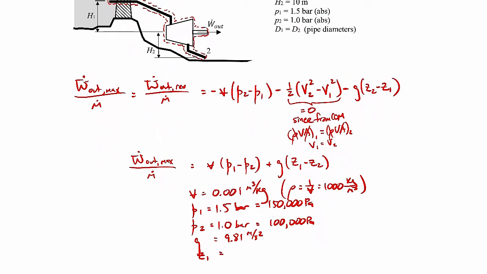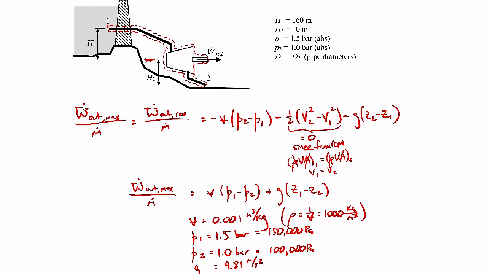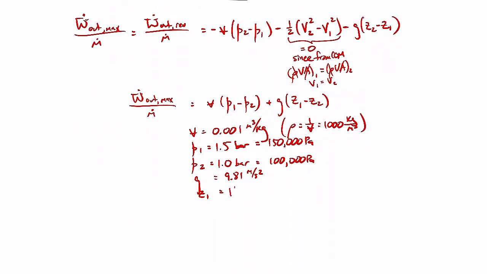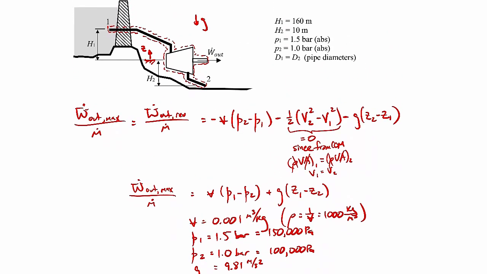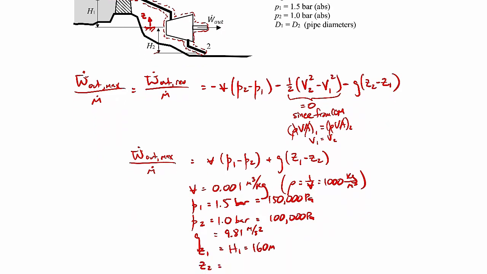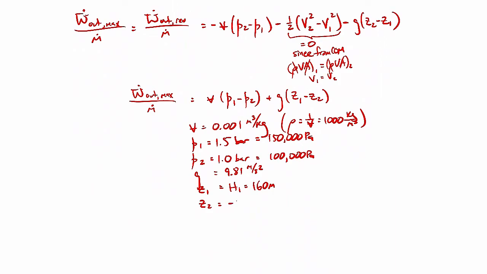Z1, if we put our coordinate system right here, pointing upward, again, g is pointing downward, then Z1 is equal to H1, which is 160 meters. And Z2, you'll see, is equal to minus H2. Z2 will be equal to minus H2, which is 10 meters, so minus 10 meters. All right, the last thing that we're given is the mass flow rate was 950 kilograms per second.